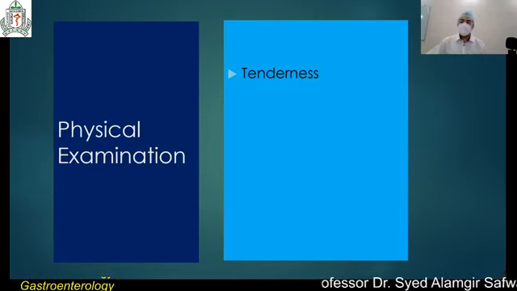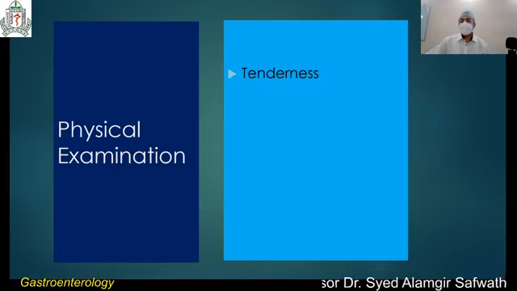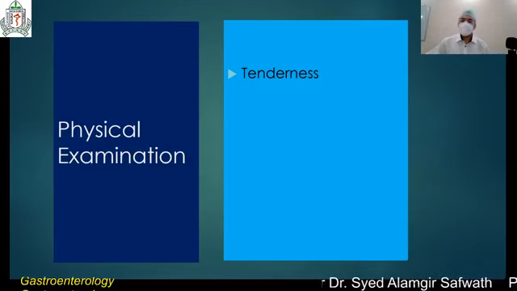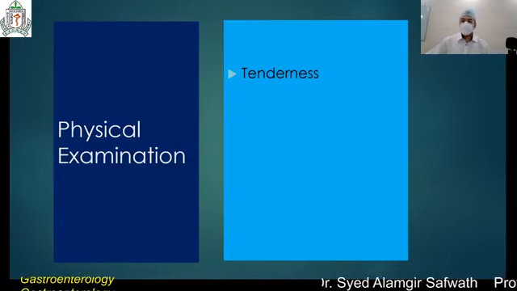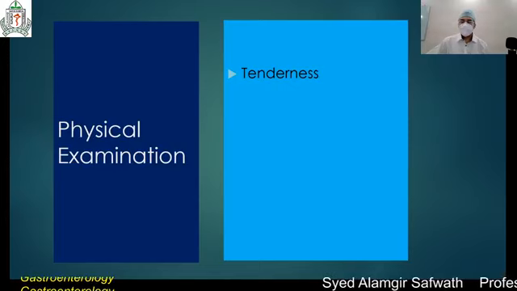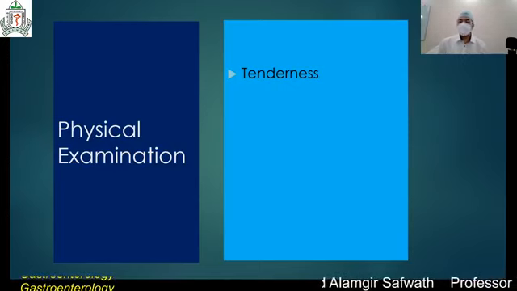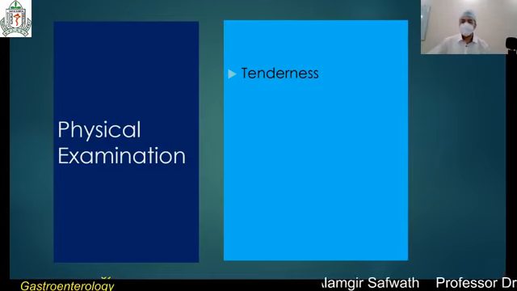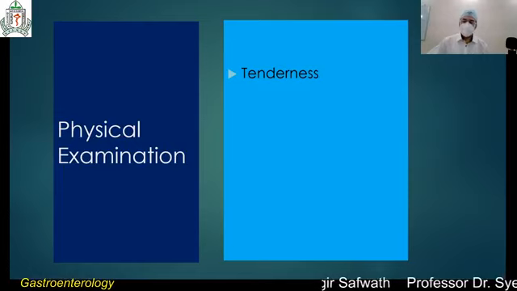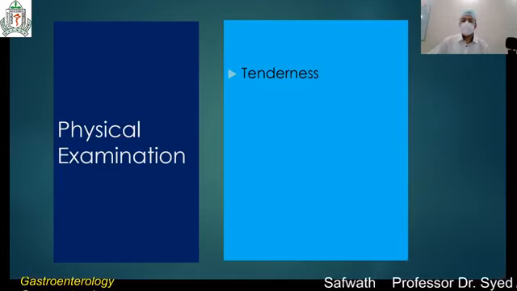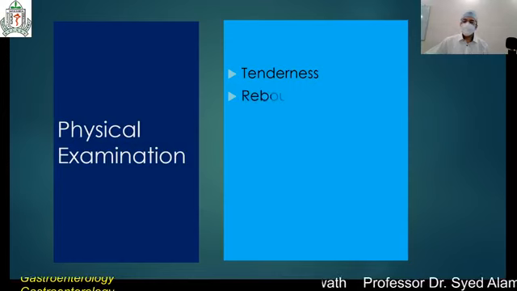Do not start your palpation from the point of pain, because in that case, the patient will spontaneously contract the muscles of the abdomen and you will not be able to palpate it again. So come to the point of tenderness at the end of your palpation. Ask the patient, please show me where is your pain, and start from the distal point so that you can come to the point of tenderness at the end.